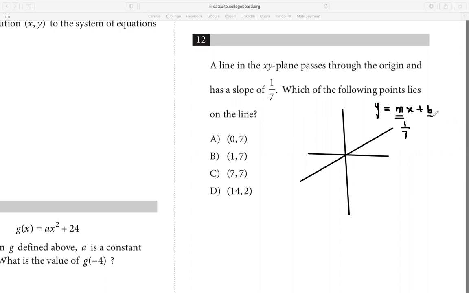What about this value? Do you remember what this value is? This value is the y-intercept, and the y-intercept in this case is 0. So I can make this equation y = 1/7 x. This is what my equation looks like. This is the equation of the line.